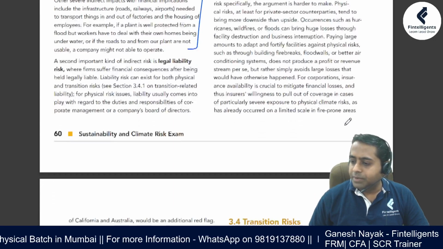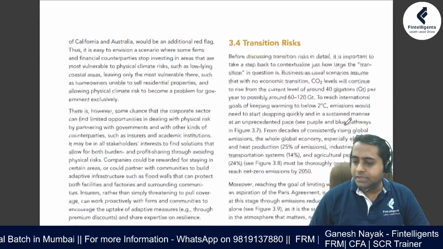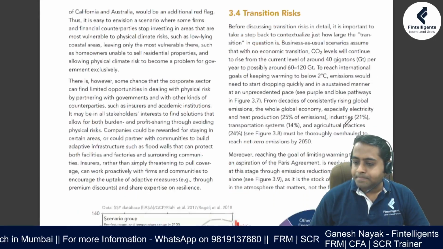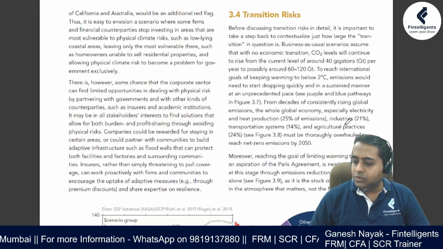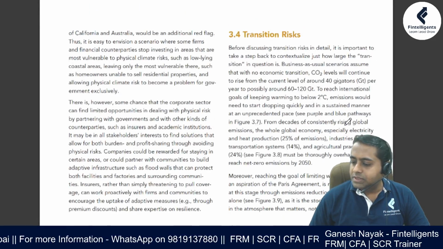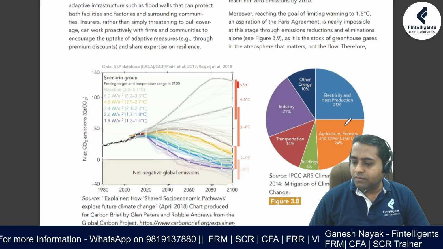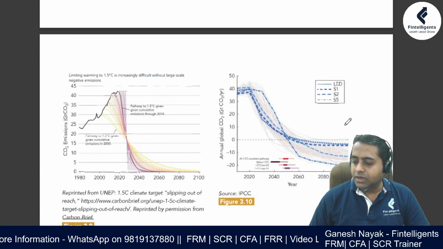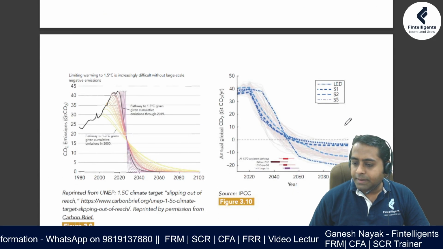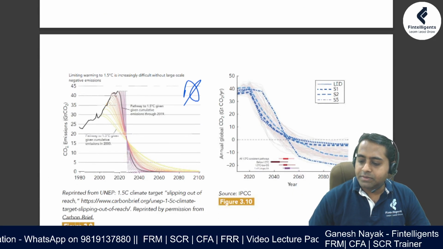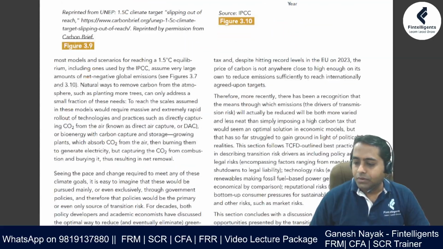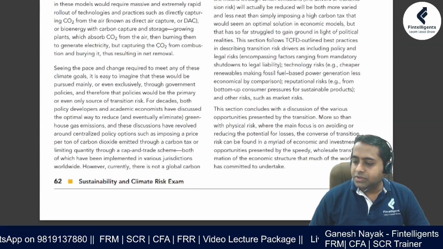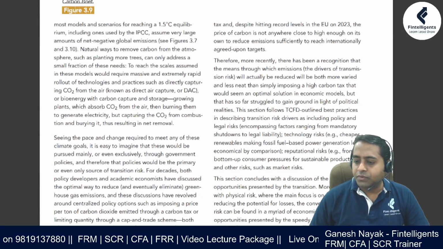Opportunities, resilience and adaptation. When we go into the detail, more or less it's okay. Transition risk: first they give you a brief overview of transition risk, and then how the transition risk is going to happen. You can mark this diagram with a star. What are the factors of transition risk? That is important for you to remember.